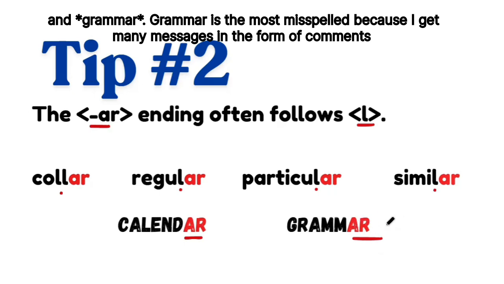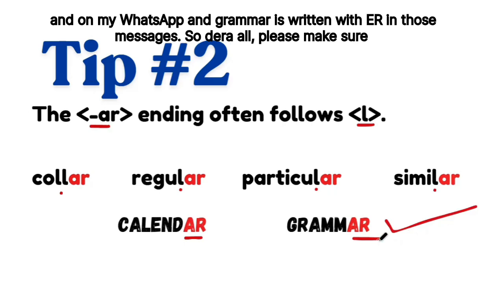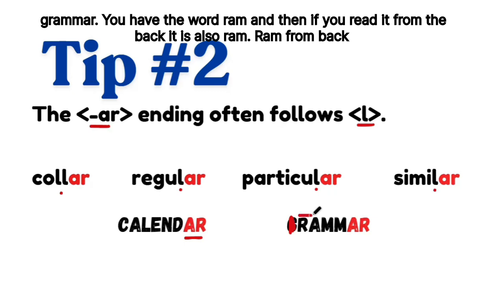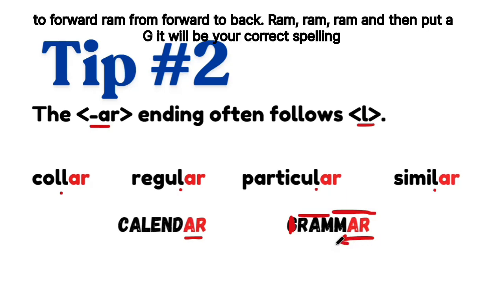Grammar is the most misspelled because I get many messages in the form of comments and on my WhatsApp, and grammar is written with ER in those messages. So dear all, please make sure that you write grammar with AR. A simple tip, it might help you: if you just remove the G of grammar, you have the word ram, and if you read it from the back, it is also ram. Ram from back to forward, ram from forward to back.